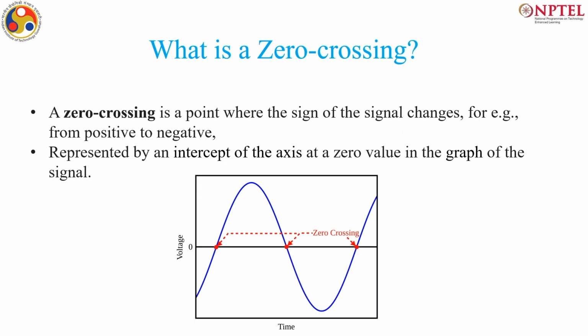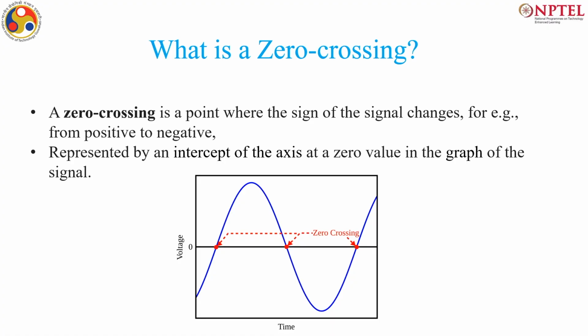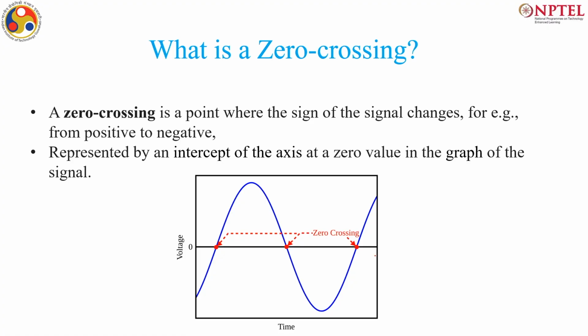So, what is a zero crossing? Zero crossing is, as the name suggests, a point where the sign of the signal changes. For example, the signal value can change from positive to negative and vice versa. This is represented on the time axis as a zero value, as you can see in the graph. These are the points where the signal value touches 0 and switches the sign. So, this looks very straightforward.